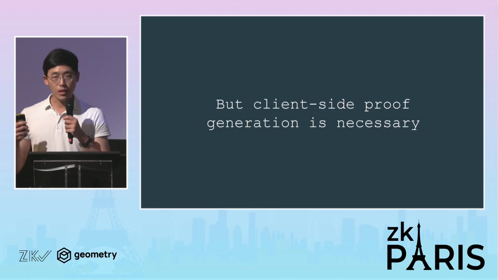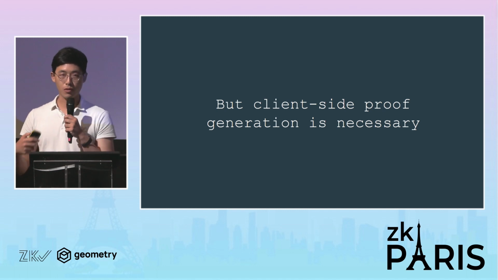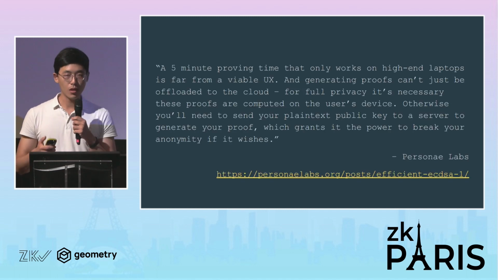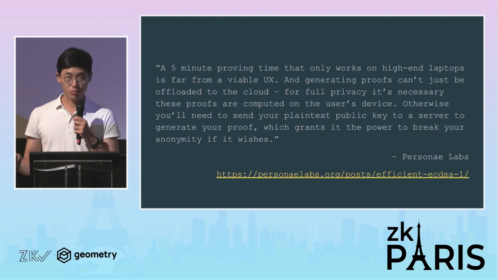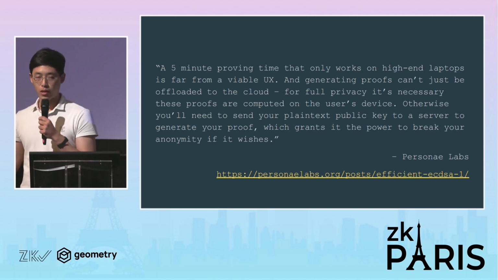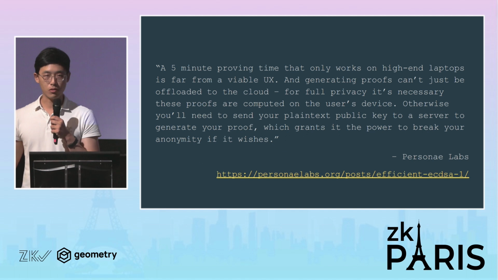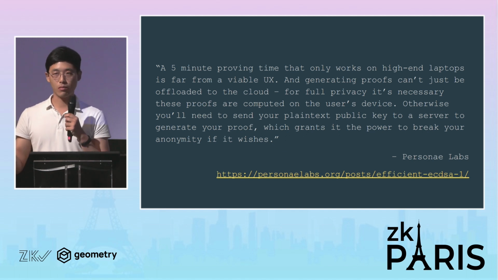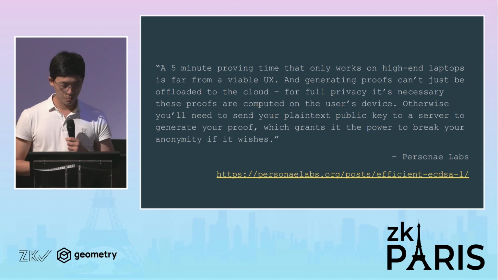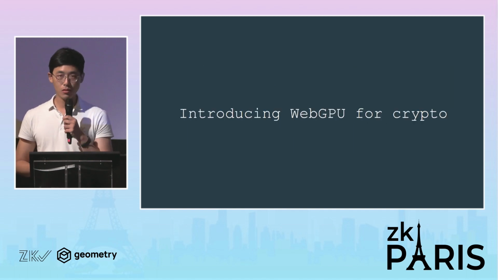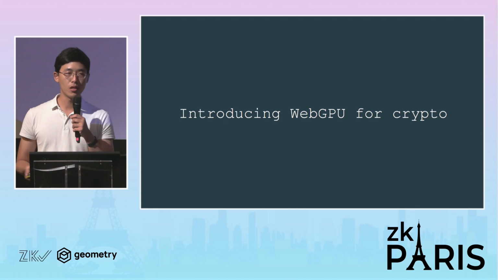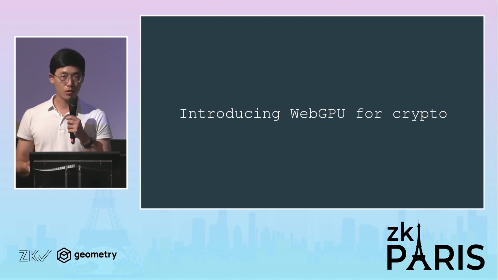But it's still necessary to generate ZK proofs in the client for these applications, because otherwise you would have to outsource your proving to a third party, and the third party can easily de-anonymize you, and that defeats the purpose of doing privacy in the first place. So where do we go from here? I want to introduce the idea of using WebGPU for crypto client-side proving.